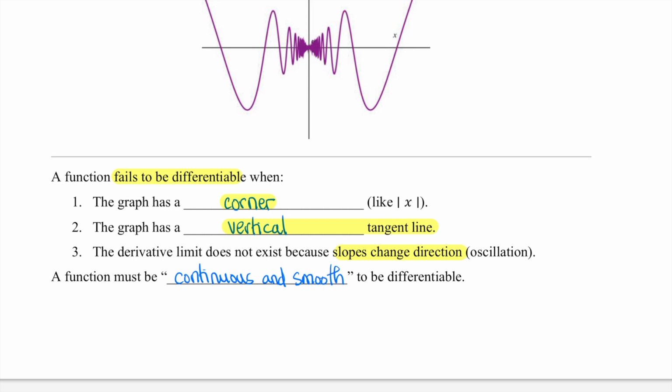So remember these key ideas. If a function is differentiable, then it must be continuous. But a function can be continuous and still not differentiable. A function is differentiable when the graph is continuous and smooth.